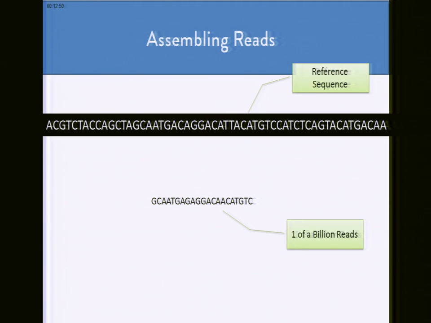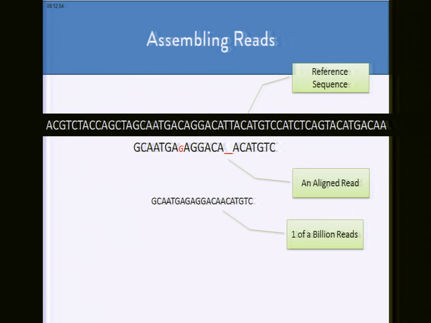Then you take this one read that you get from the individual you're sequencing, and try to look for it in this big sequence. This is a 3 billion long sequence, and the read is about 100 in length. You search for it in this big long sequence and see where it matches. And wherever it matches, you have to allow for certain substitutions and insertions and deletions, because the genome that you're sequencing may be different from the reference genome, because any two people could be different in one in 100 places.